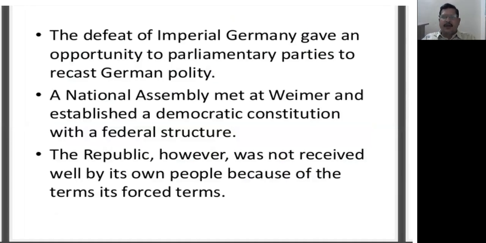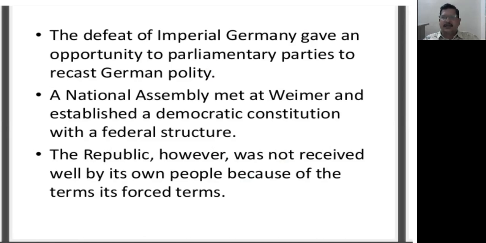The defeat of Imperial Germany gave an opportunity to parliamentary parties to recast the German polity. What happened? When Germany lost, it gave the people an opportunity to bring a change in their country, and they wanted to change the political system of Germany, and they brought in different parliamentary parties. A national assembly met at Weimar.